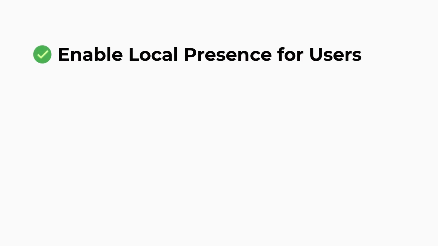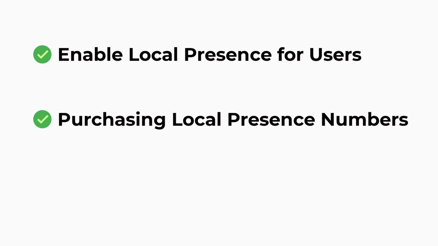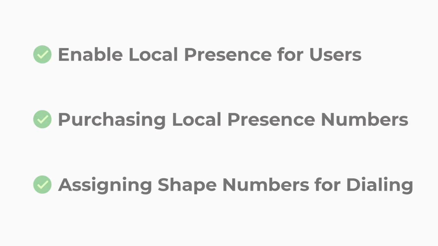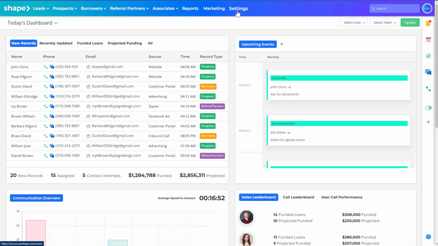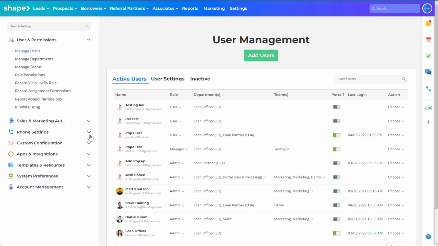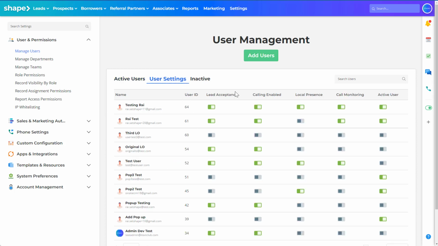In this video, we'll be covering enabling local presence dialing for your users, purchasing local presence numbers, and assigning Shape numbers to states in the local presence settings page. Let's start by clicking settings in the top gradient navigation bar, and you'll be taken to the manage users settings page where we can enable or disable local presence dialing. Click user settings and you will find the toggle for local presence.